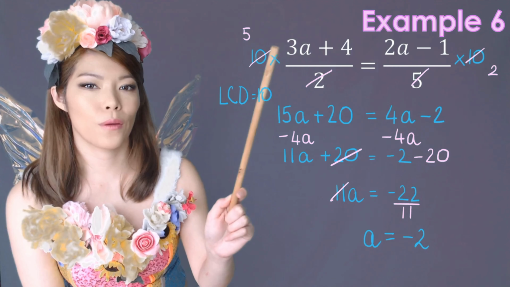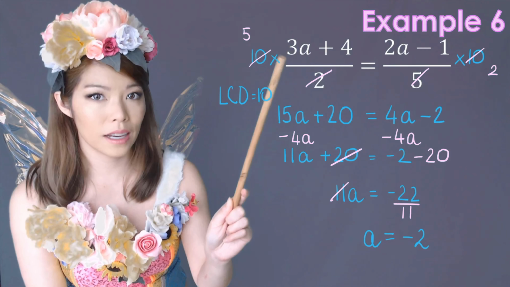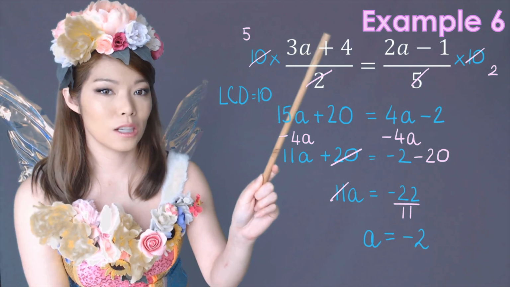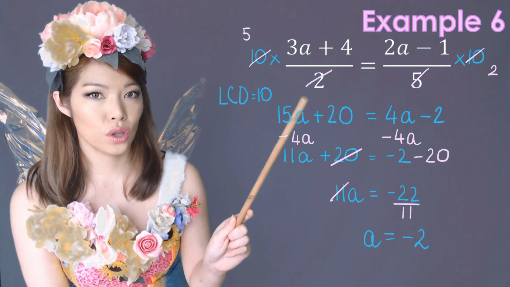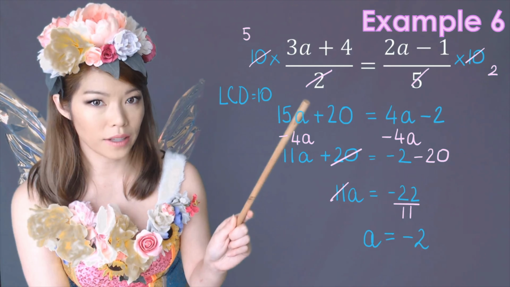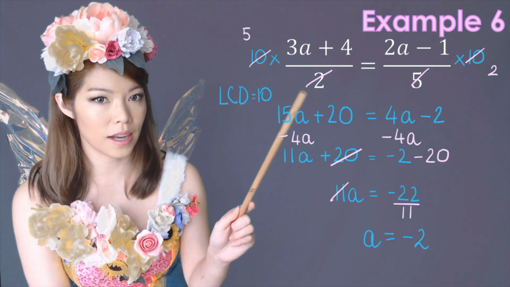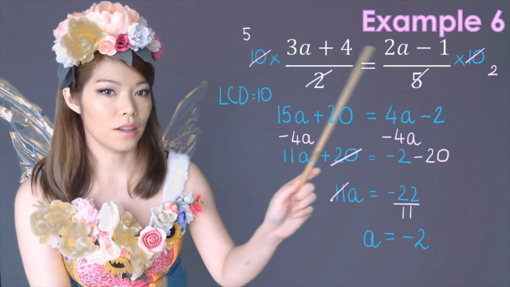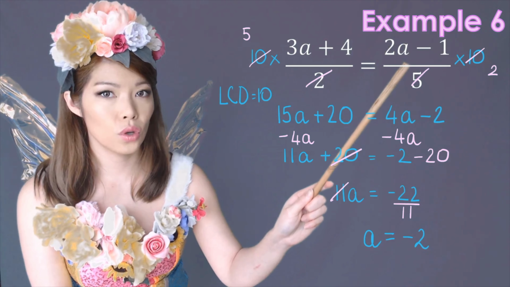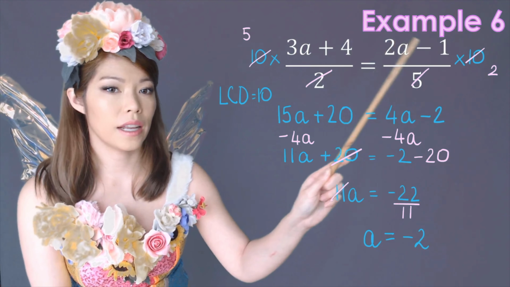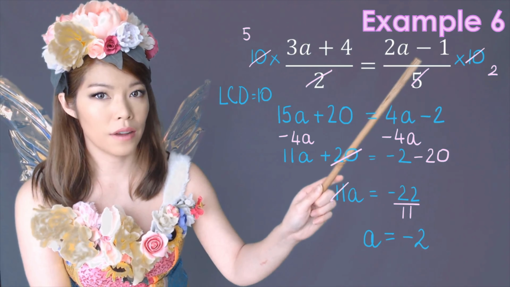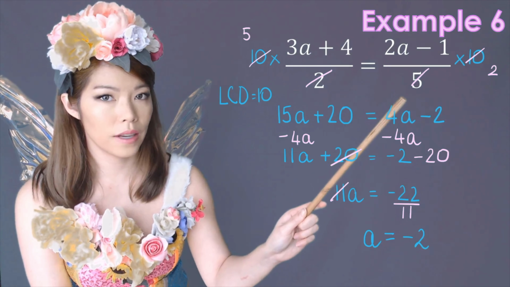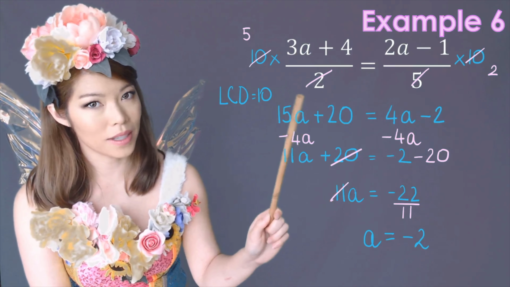We go 3 times negative 2 is negative 6. Negative 6 plus 4 is negative 2. Negative 2 over 2 is negative 1. So we have negative 1 on the left side. Hold that number. On the right side, 2 times negative 2 is negative 4. Negative 4 minus 1 is negative 5. Negative 5 over 5 is negative 1, which is the same as the left side.